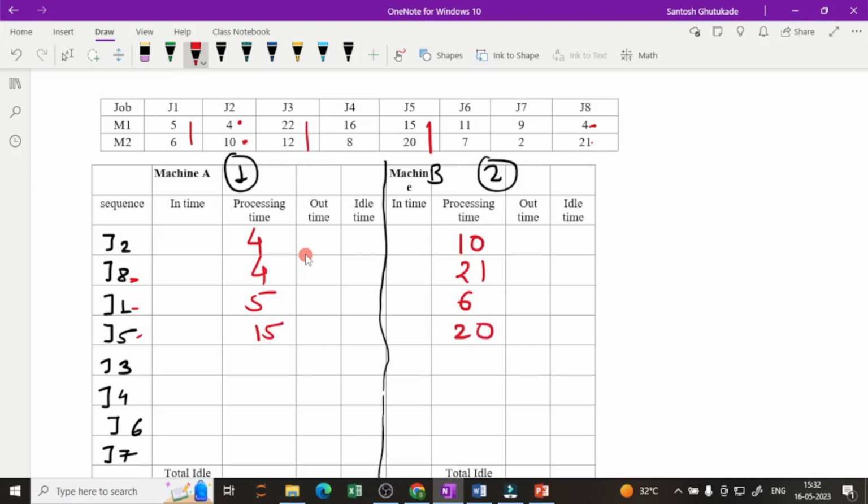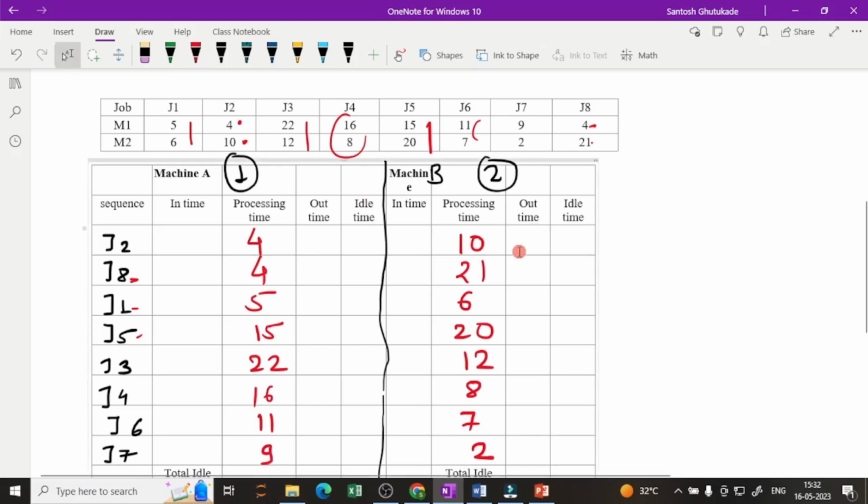Job number 3, 22 and 12. Then job number 4, 16 and 8. Job number 6, 11 and 7. And job number 7, 9 and 2. So once again you can check the times. So that will be 4, 4, 5, 15, 22, 16, 11, 9.